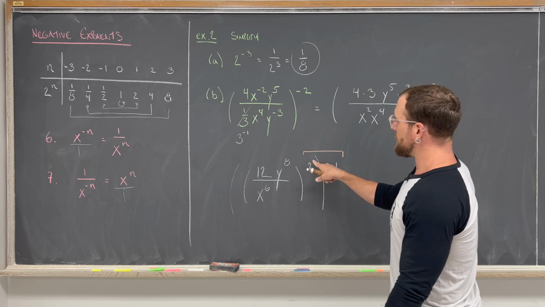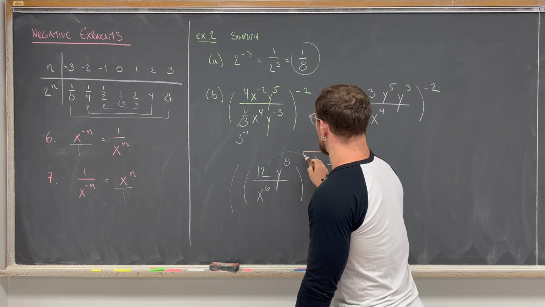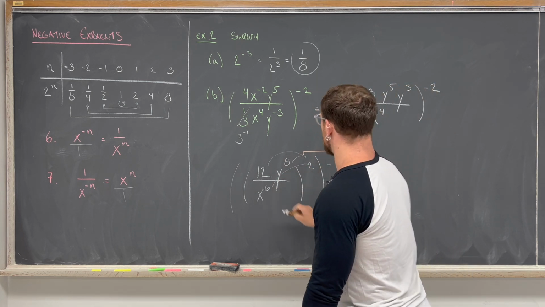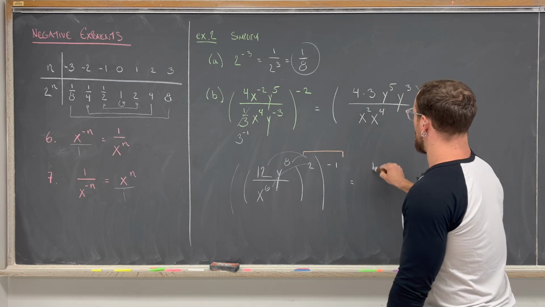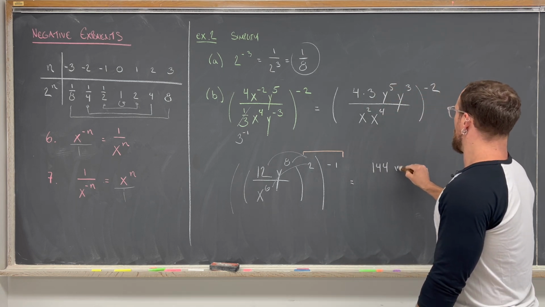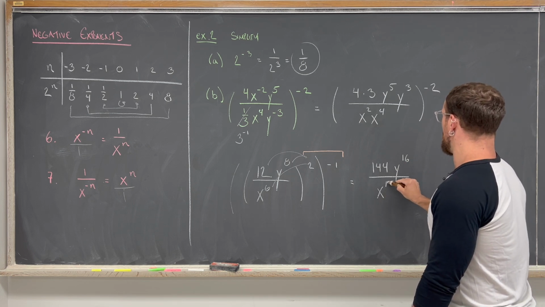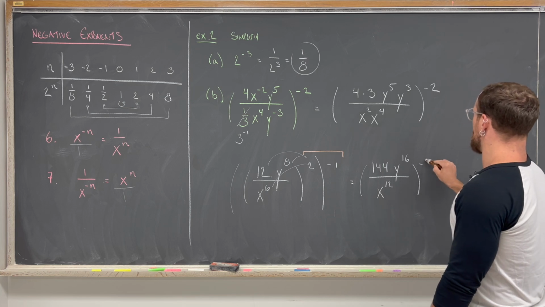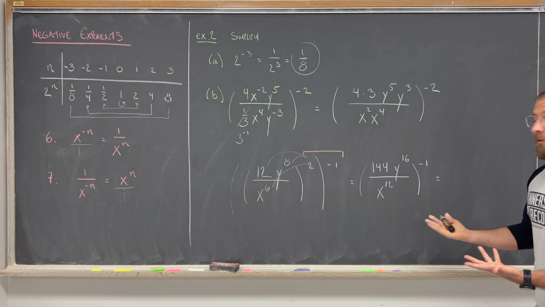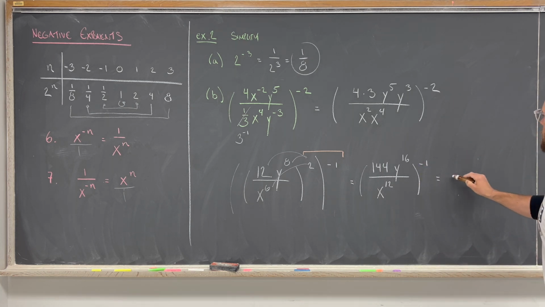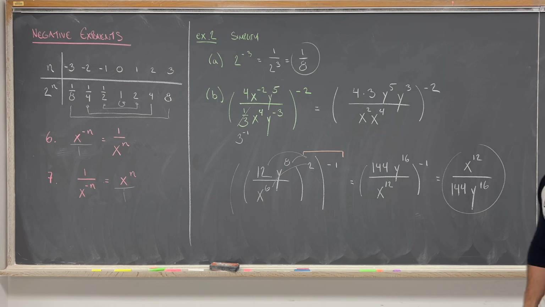So I'm going to square everything inside here. I'm going to square the 12, the y to the 8th, the x to the 6th. That's going to give me 144 y to the 16th power divided by x to the 12th power. And when I take the reciprocal of that, I'm just going to flip the fraction is all I have to do. So my numerator will be x to the 12th, and my denominator will be 144 y to the 16th power. And that will be my final answer. Okay?